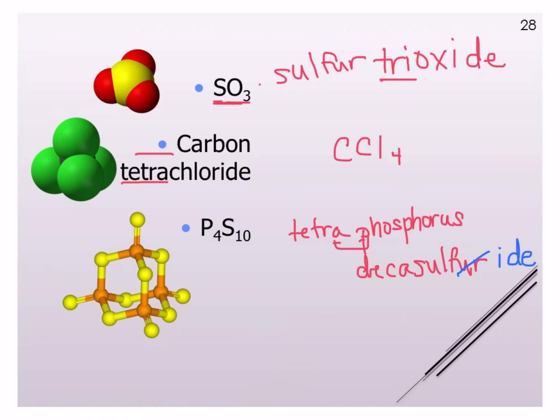So let's rewrite this so it's a little bit easier to read. So we have tetraphosphorus decasulfide. So no space between the prefix and the element, okay, but a space here between the 2 element names.